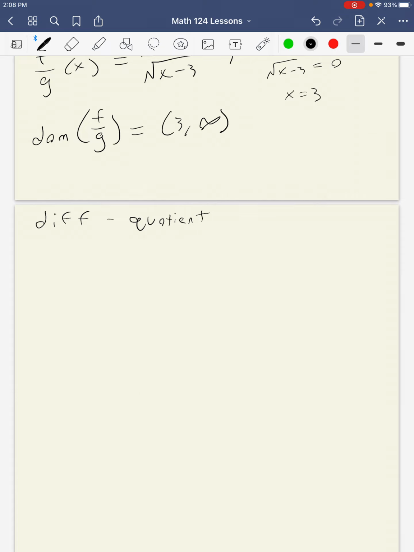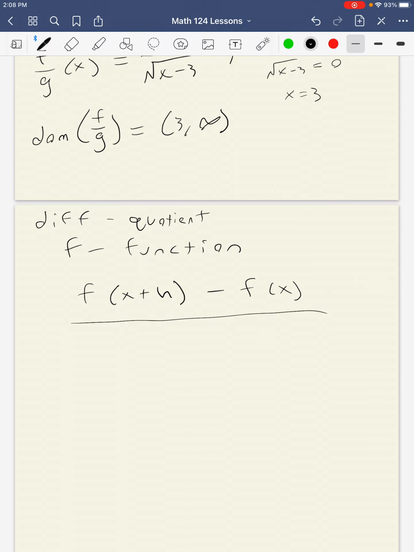So what we do in the difference quotient is we have a function f. We plug an x plus h into the function, and then we subtract the original function. So that's just the difference of two functions, what we did earlier. We take the formula for this, minus the formula of that. And now we divide the result by h, and that's the difference quotient.